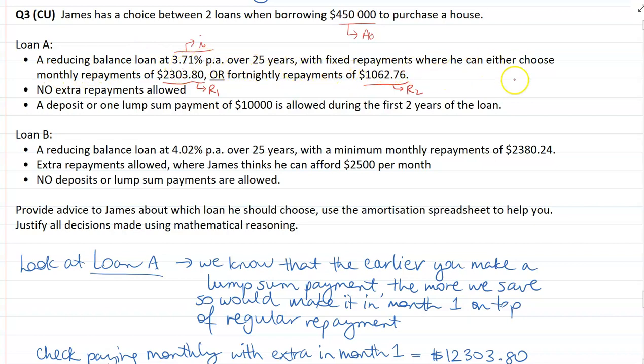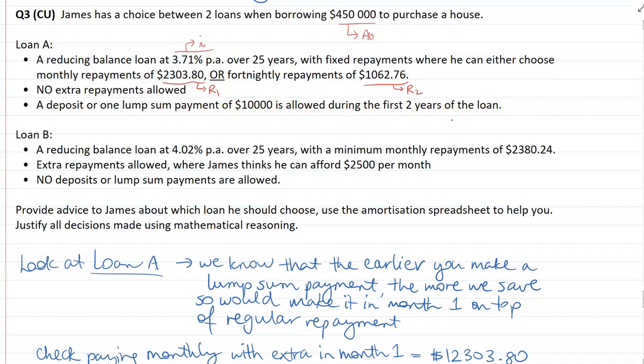And we have fixed repayments, and he can either choose monthly repayments of $2,303.80, or he could choose to pay it fortnightly with payments of $1,062.76. He is not allowed to make any extra repayments. However, he can make a deposit or one lump sum payment of $10,000 during the first 2 years of the loan.